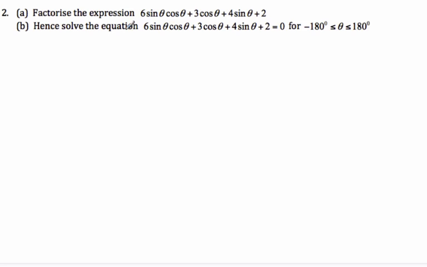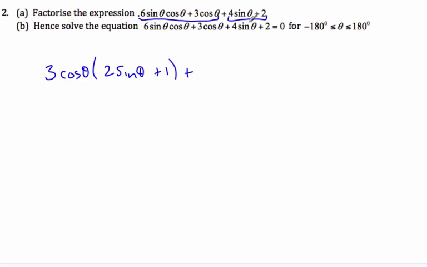Okay, so we're going to factorize this expression. I can see there are 4 terms here, so I'm going to look at these 2 and these 2 as well. When I do that, I'm going to apply grouping. From here, I can pull out a factor of 3 cosine theta, which will leave me with 2 sine theta plus 1.